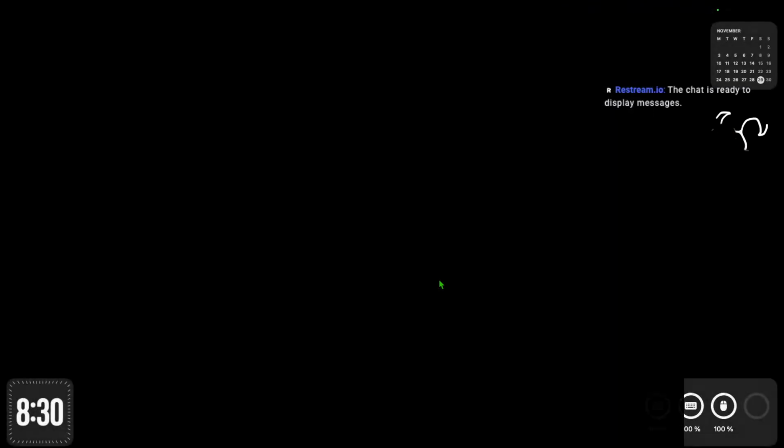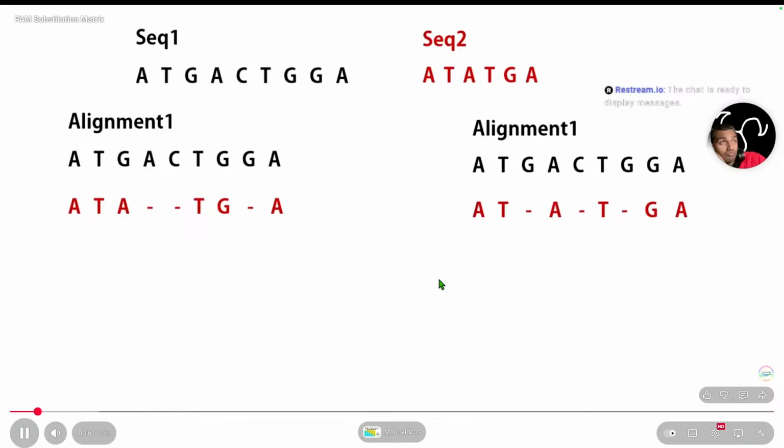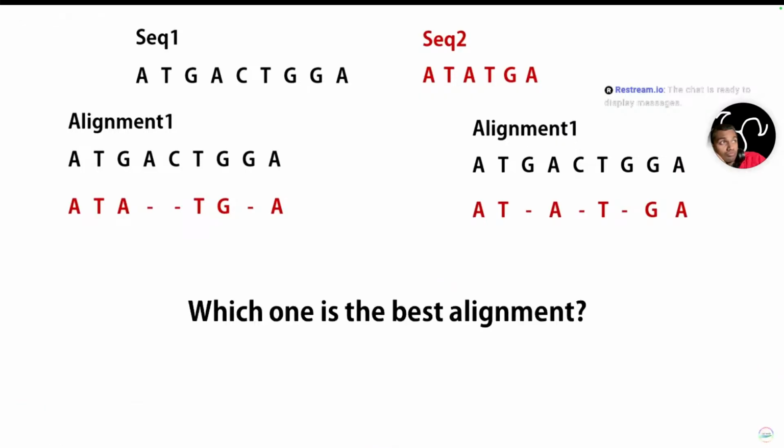Today I am going to discuss PAM substitution matrices. Suppose you have two DNA sequences. You can align them in two different ways. Which one is the best alignment?